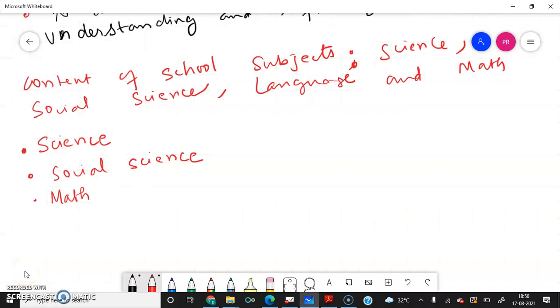We have seen in the previous class the content of mathematics. We will see now the content of languages. What is the content of languages we'll be seeing? Languages is skill development in language learning: speaking, listening, writing, reading.